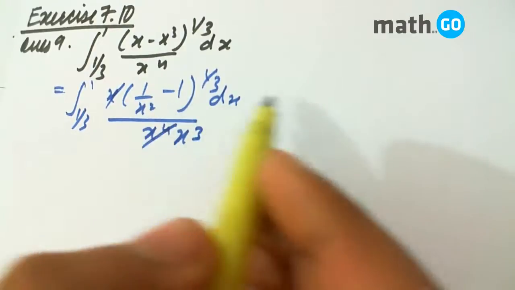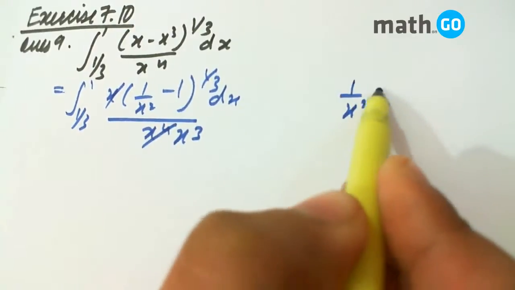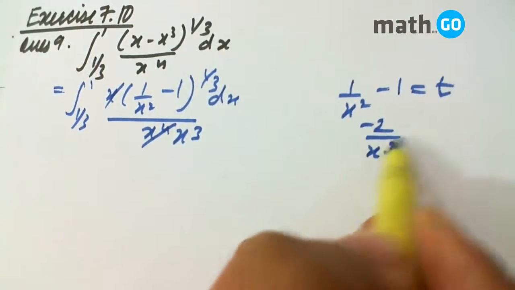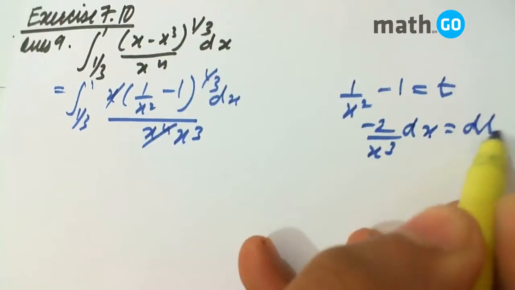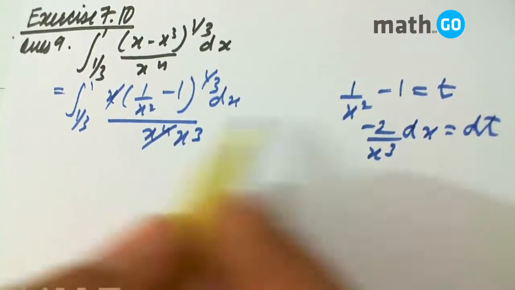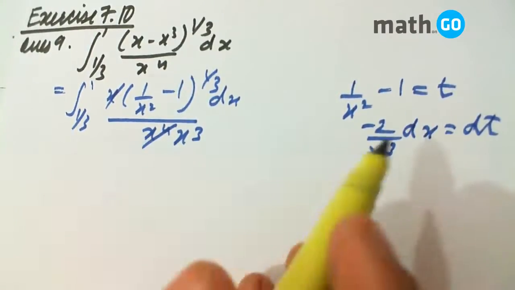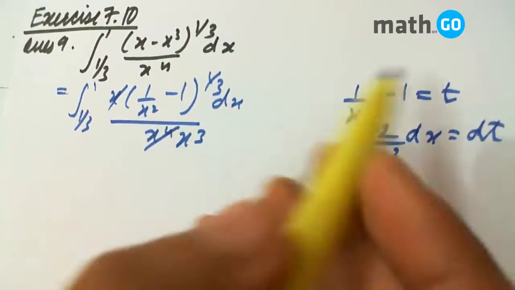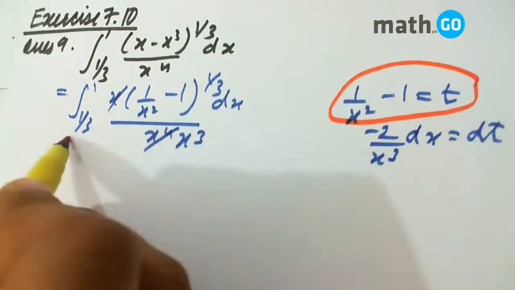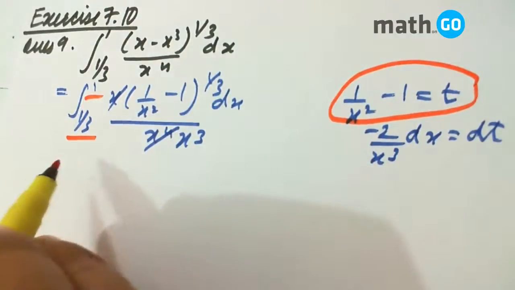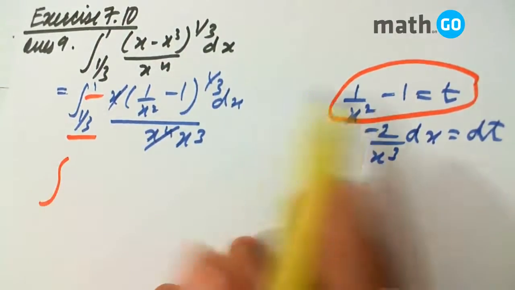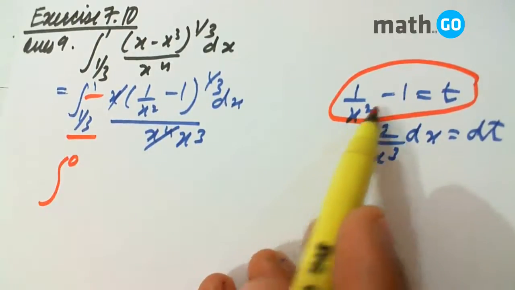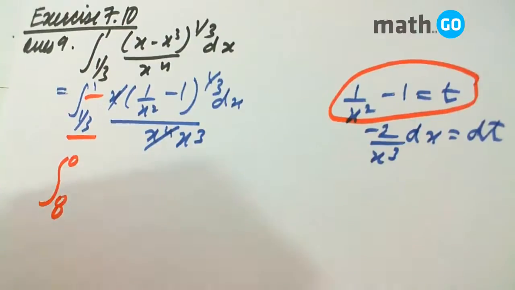Now we see ki agar hum isko t rakh de, then we'll get this as dt. Question solve hota dikh raha hai. But the main thing here is indefinite ki jab bhi we substitute something, we also have to change the limit. So our new limits will become, if we keep 1, we get t equals to 0. For 1 by 3 equals to x, we get 8.